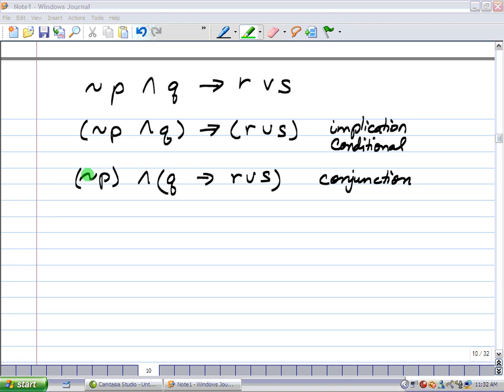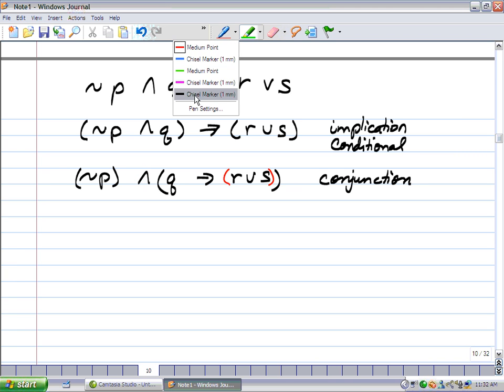This one's telling me work inside the parentheses, so do the not first. Over here, Q implies R or S. I want to do the R or S first, so put those parentheses in. Put them in red, because technically they're optional. So I do those first, because order of operations says I do OR before the implication. So I do these, then I do the implication, because these are in parentheses, and lastly, I would do the AND.